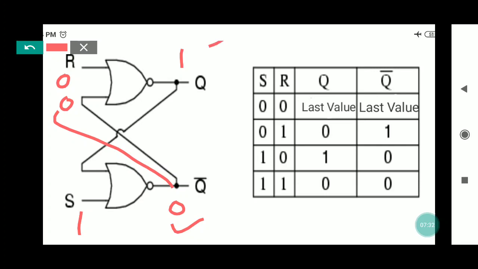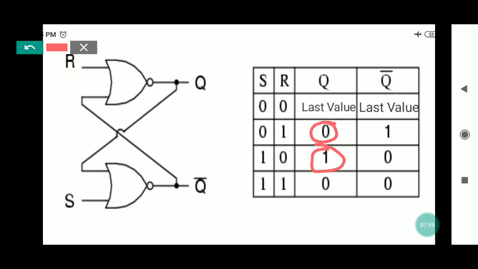So both the outputs are complementary, so this condition is also right. And here R is 1, Q is 1 and Q bar is 0. Okay friends, so it is the third condition. So in the second and third conditions, these 0 and 1 are the fixed values.